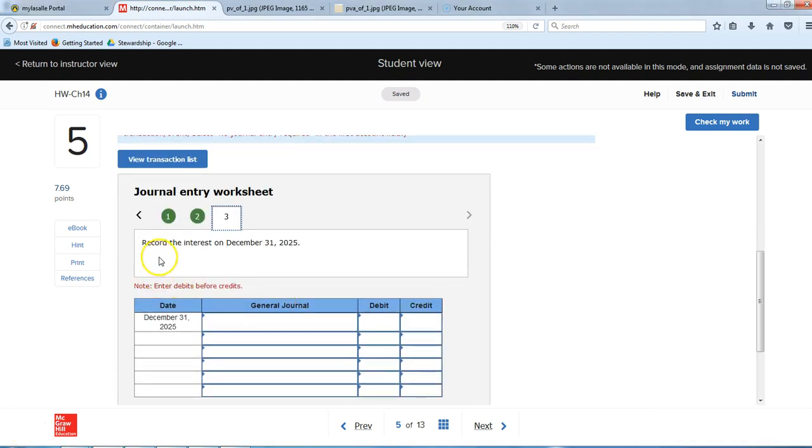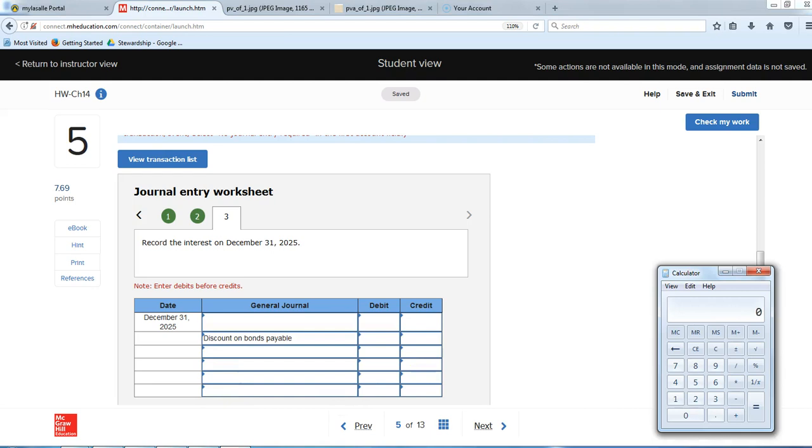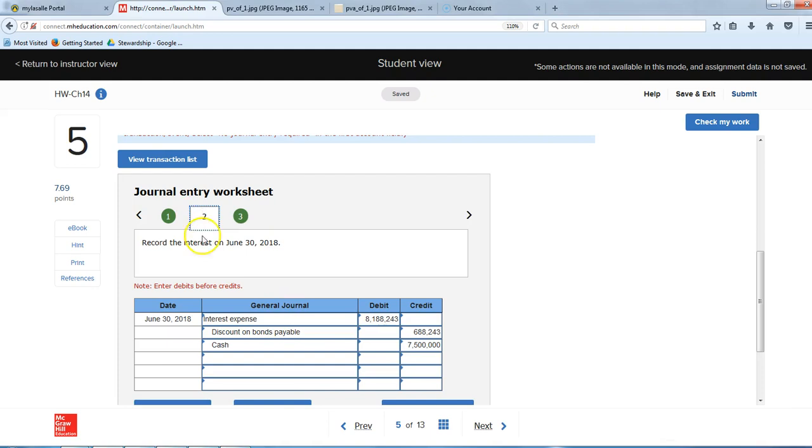Then the third requirement says, record the interest on December 31st, 2025. So after 15 years, what will interest expense be? Straight line method amortizes discounts equally. So we will have the exact same entry as the second requirement. Discount on bonds payable will be credited for the same amount, which is, let's go back to journal number 2, 688,243.